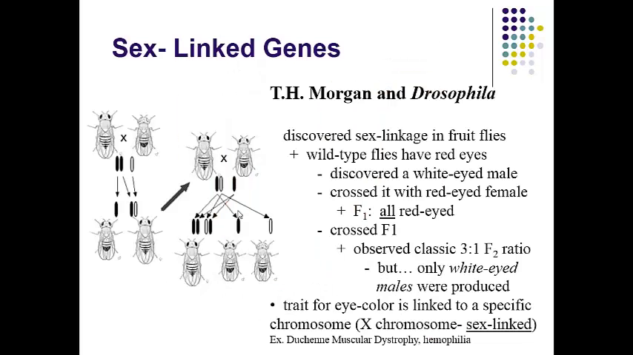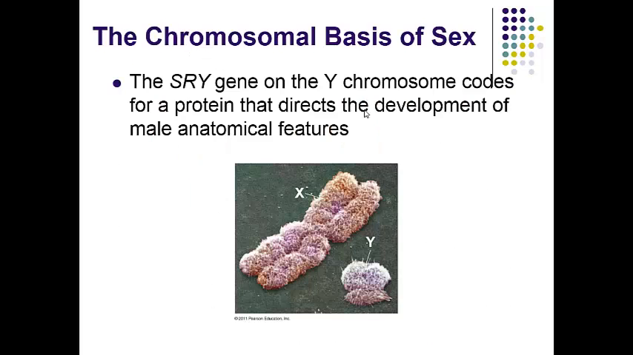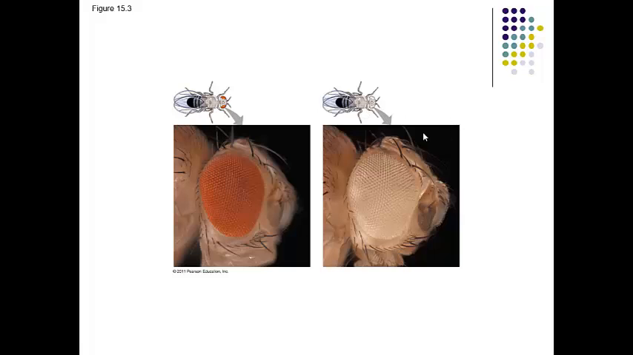Sex linkage was first discovered by a scientist named T.H. Morgan, and he discovered sex linkage by looking at traits found in fruit flies. In particular, he looked at this trait of having white eyes. This white eye trait is sex-linked and was found much more often in males.